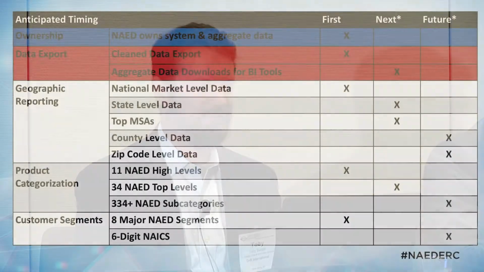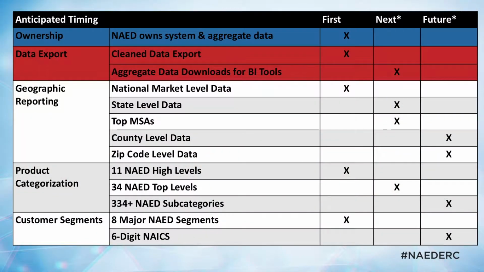And then as far as the filters and the ability to dive into the details, we talked about geographic reporting, product categorization, customer segments. Right now we're starting at the very highest level, and so we're rolling out sort of national market level data. As we get enough participants within various states, regions, MSAs, we'll be able to roll those out as well.